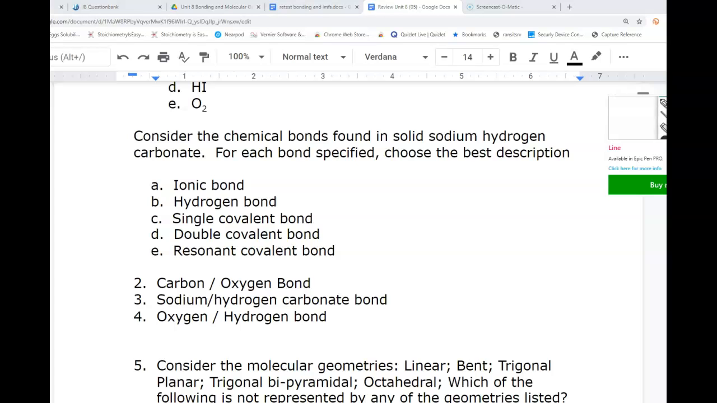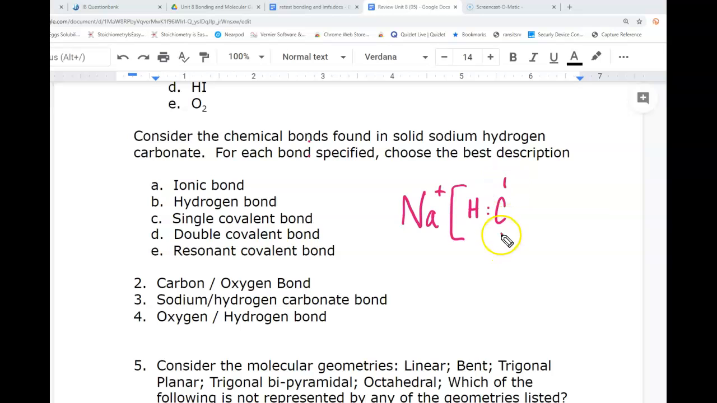And let's make sure we know what we have here. So I have some sodium that is actually going to give away its electron to the hydrogen carbonate molecule. And so you end up with a hydrogen here, and the carbonate has a resonating structure that goes like this. So you end up with your oxygens like this, and oxygens like this. Okay, and so that's what you end up having there.